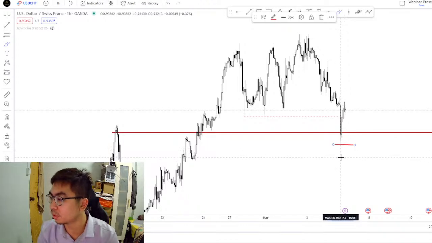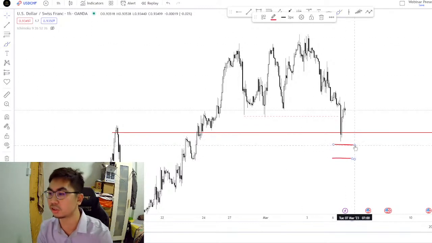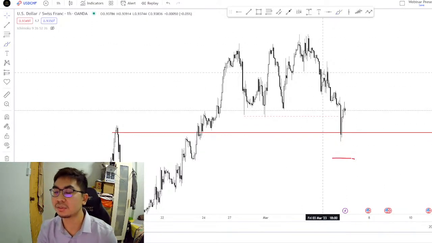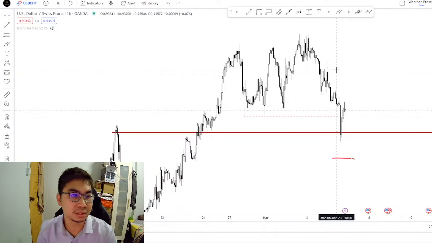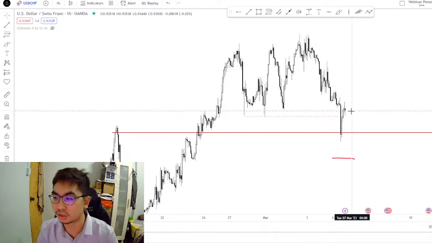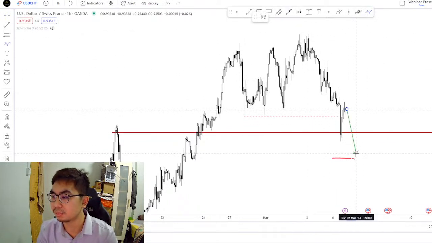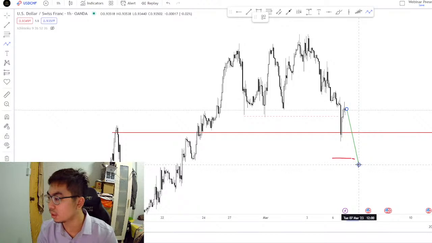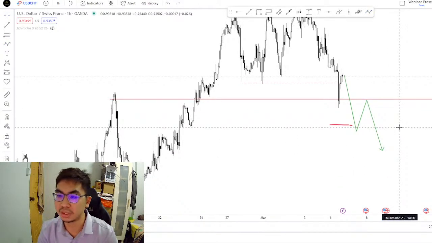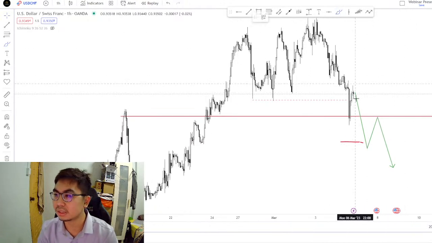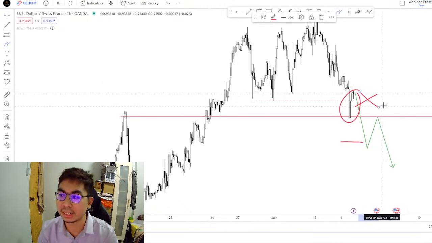Okay, maybe 0.92900. Roughly right there, I'll start looking for shorts. As of the moment, with the CPI news out, I will not be looking for shorts anytime soon. Price can actually just continue moving up. The likely scenario I would like to happen is a break below 0.92900, retest, and continue moving bearish. So this is not a clean break at all.